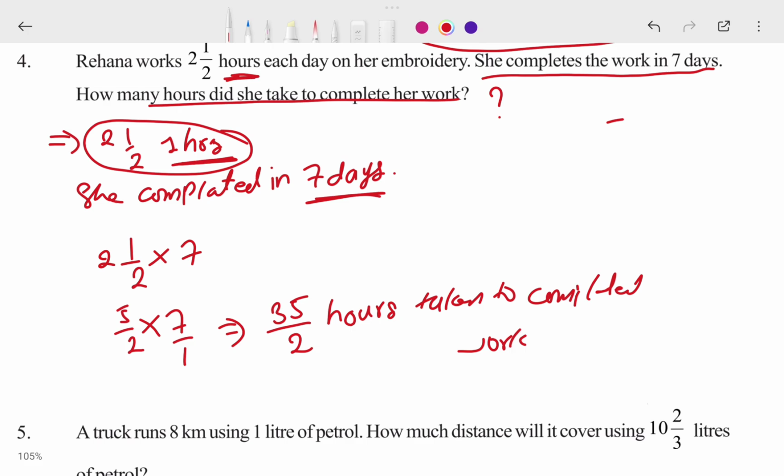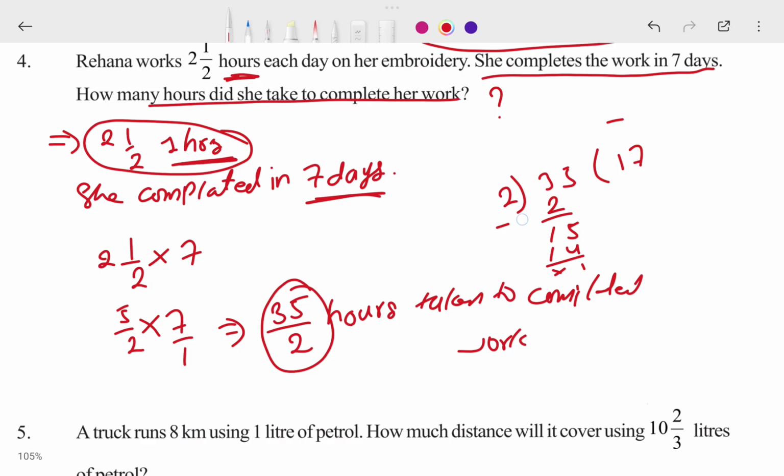Otherwise you can write like that also. You can change this into the mixed fraction. When you divide this 35 by 2, this is going to be 17 and 1 will be left. So you can write 17 here, and 1 here, so your answer will be correct. Because it is given in mixed fraction, you can write in the mixed fraction, so your answer will be right.